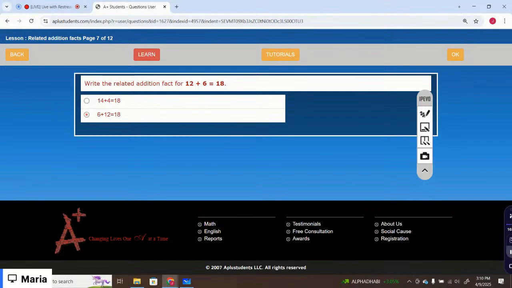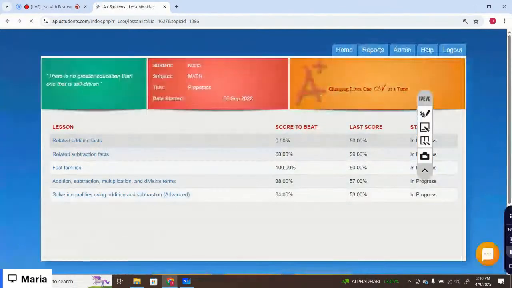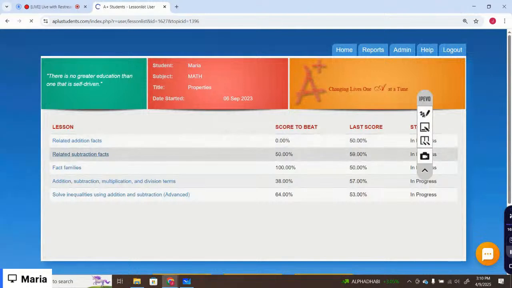You can complete the lesson by yourself today. Let me just move to the next lesson. The next lesson is related subtraction facts.